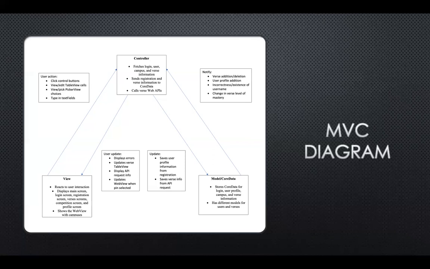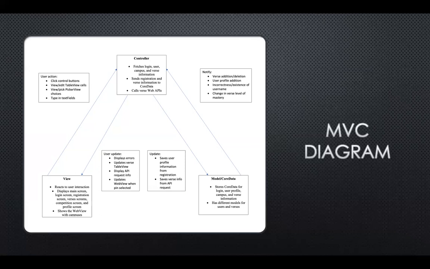Some actions that the user can take from there are clicking the buttons, editing the table view cells, picking images, typing in the text fields for registration, and so on. Once the user does these actions, the controller gets the login, campus, and verse information that the user entered, calls the APIs that are necessary, and sends the information to the model, which stores the login and verse information to core data. It stores user information, campus information, and verse information, all in core data, and has different models for those users and verses like we looked at before.